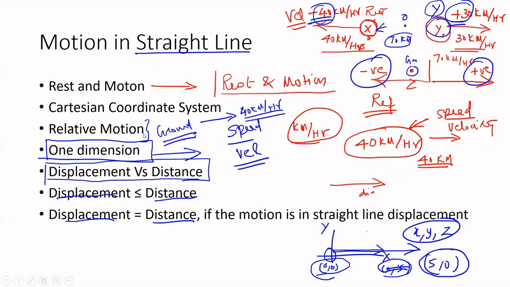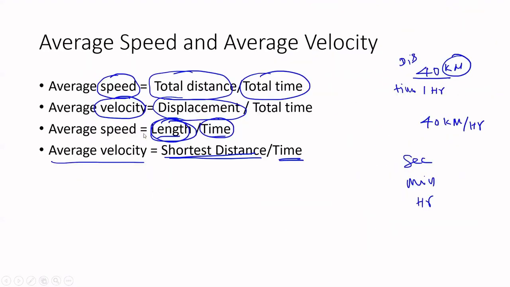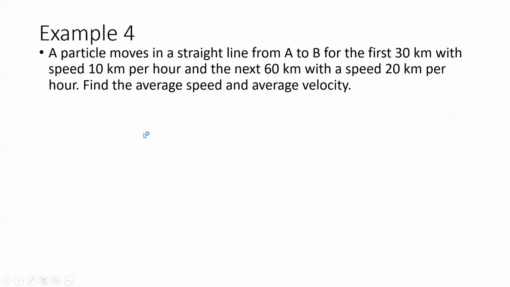Displacement equal to distance if the motion is in a straight line. We have already seen that. So here, a particle moves in a straight line from A to B for the first 30 kilometers.